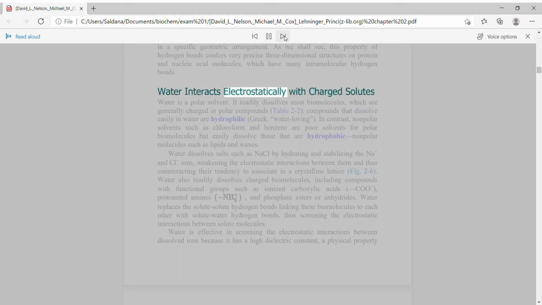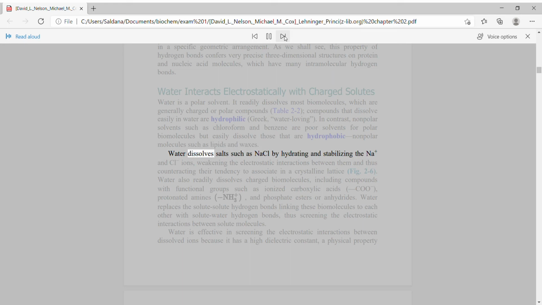Water interacts electrostatically with charged solutes. Water is a polar solvent. It readily dissolves most biomolecules, which are generally charged or polar compounds. Table 2-2. Compounds that dissolve easily in water are hydrophilic, Greek, water-loving. In contrast, nonpolar solvents such as chloroform and benzene are poor solvents for polar biomolecules, but easily dissolve those that are hydrophobic nonpolar molecules such as lipids and waxes.